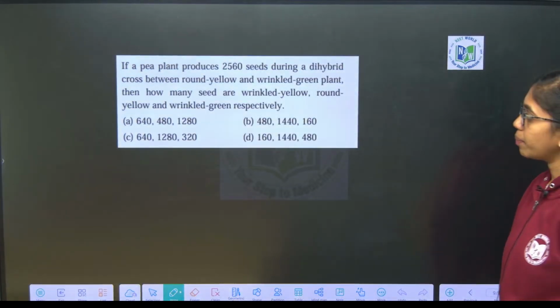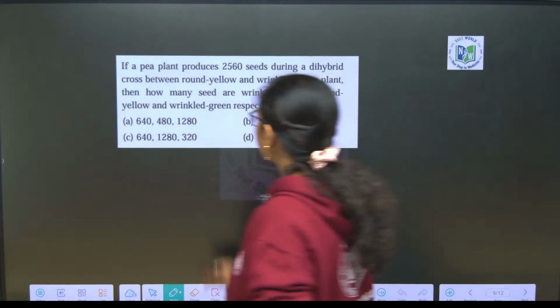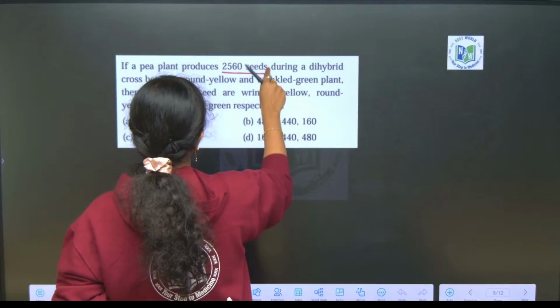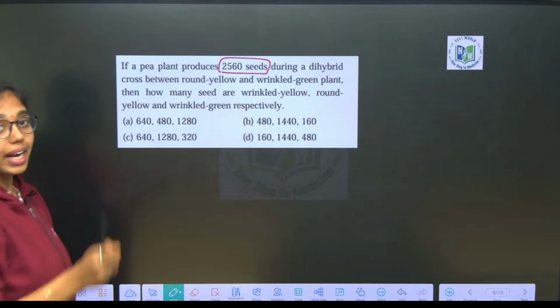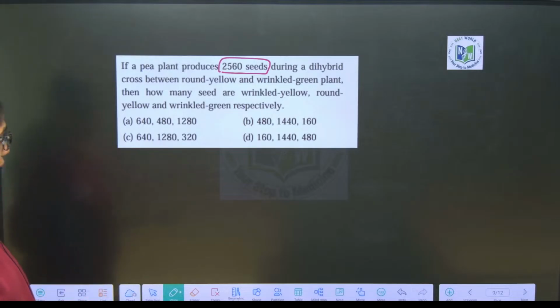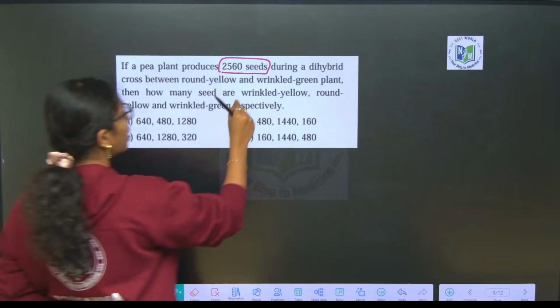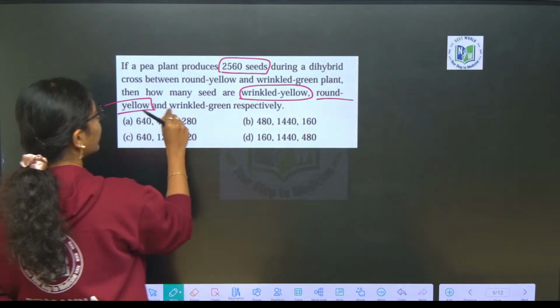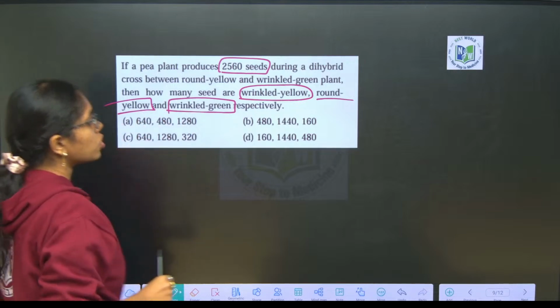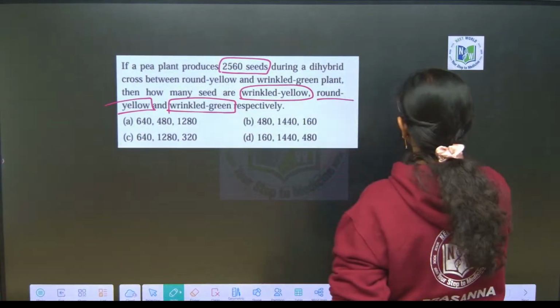Next question. If a pea plant produces 2560 seeds during a dihybrid cross between a round and yellow plant and a wrinkled and green plant, then how many seeds are wrinkled and yellow, round and yellow, wrinkled and green? Okay. So, how many will be wrinkled and yellow is the question.